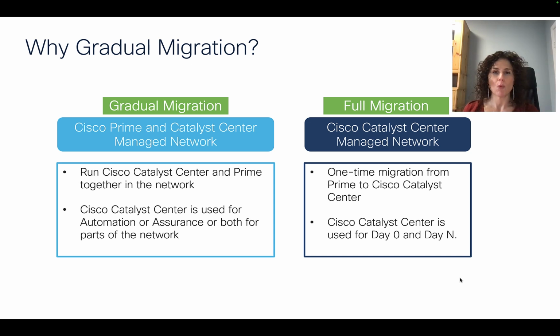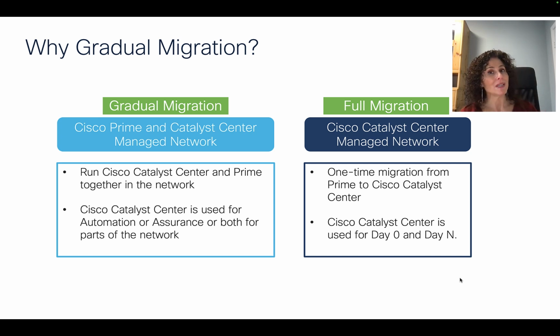So when we talk about migration, there are two approaches in general. The first is the one-time migration. So we take everything that is available in Prime Infrastructure, meaning all the locations, all the devices, all the maps, and we migrate everything from Prime to Catalyst Center, and we start using Catalyst Center for automation and assurance, and hopefully we decommission Prime Infrastructure. In some environments, this is possible. In some other environments, we need to take a more gradual approach.